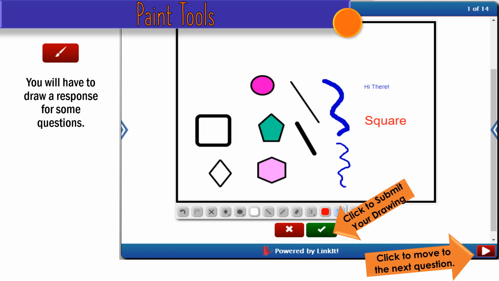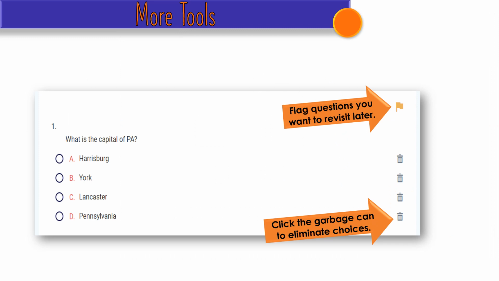Once you're finished with your drawing response, you would then click on the check mark to submit it, and then click on the arrow to move on to the next question. In some instances, you may want more time or to revisit a question later. So in that case, you could click on the flag to flag that question and then return to it before submitting your test. Also, you have the option to eliminate answers or choices that you know are not correct so that you can better focus on the remaining options.